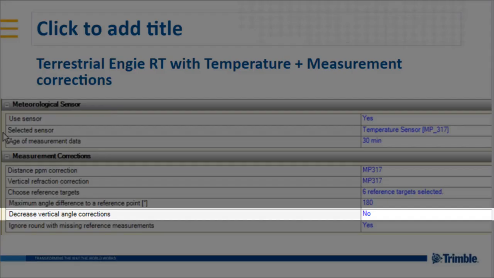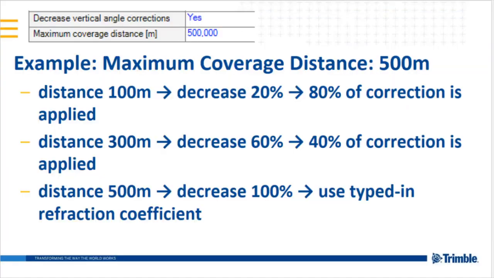The last property here is to decrease vertical angle corrections. If you set this property to yes, you can enter a maximum coverage distance. If you enter 500 meter in this field and the target is 100 meter away from the reference target, 80% of the corrections would be applied. If the monitoring target is 500 meters away from the reference target, only the typed-in refraction coefficient would be used.